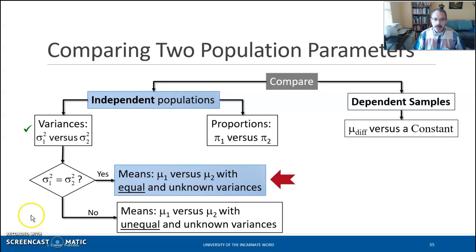So again, using our flow diagram that we had before, you see we're comparing two independent populations. We have already tested whether the variances are equal or not. And now we're considering the case where the result of comparing the two variances shows that they are statistically equal. So we're going to look at how to compare the means of two independent populations when the variances are equal but unknown.